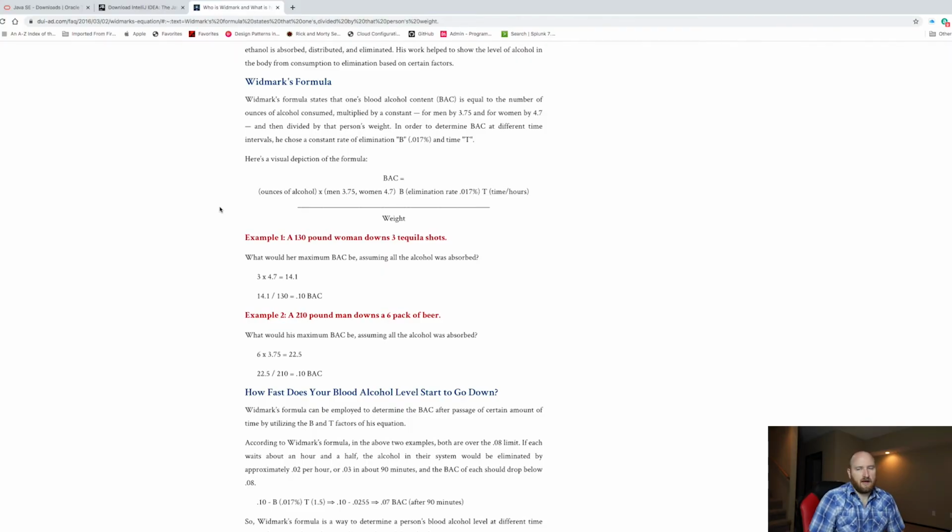What we're going to use is the Widmark formula. There are lots of formulas for calculating the BAC, right? This is one we're going to use. It's fairly simple, and it's good for demonstrating what we want to use it for.